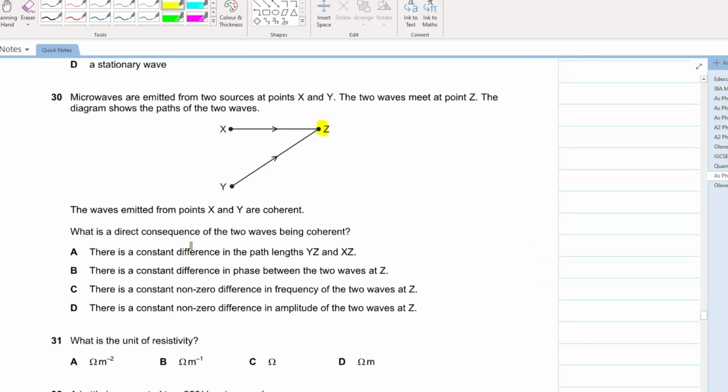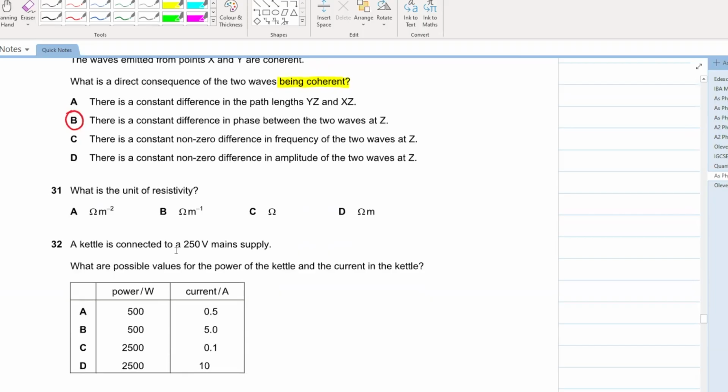What is a direct consequence of the two waves being coherent? There is a constant difference in phase between the two waves at z. You can say that, yeah. What will be the phase difference between both? Constant. If your waves are coherent, the phase difference between both the waves will remain constant. B is your answer. What is the unit of resistivity?